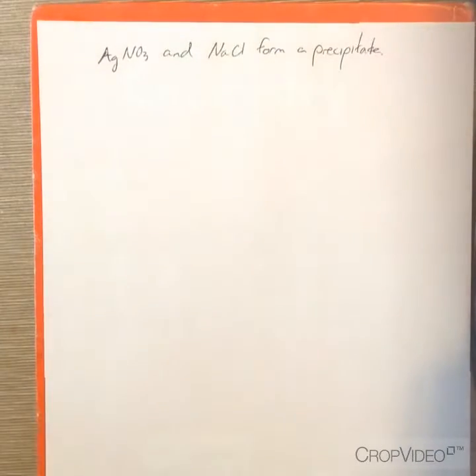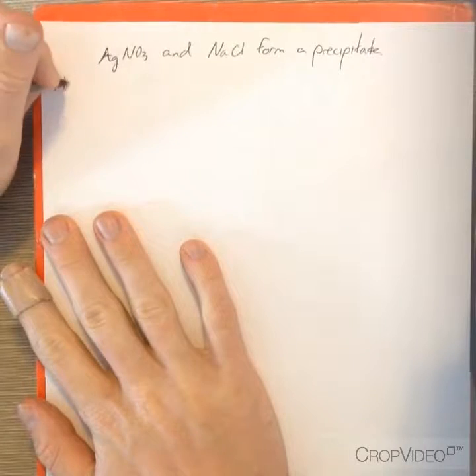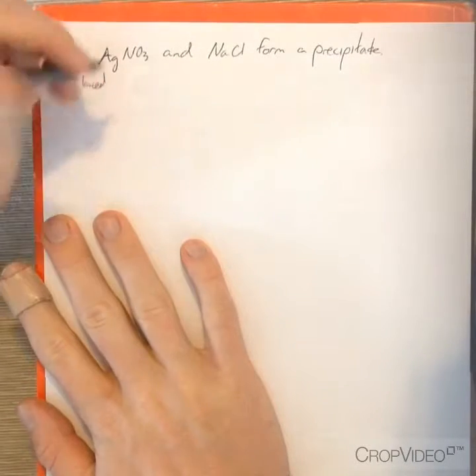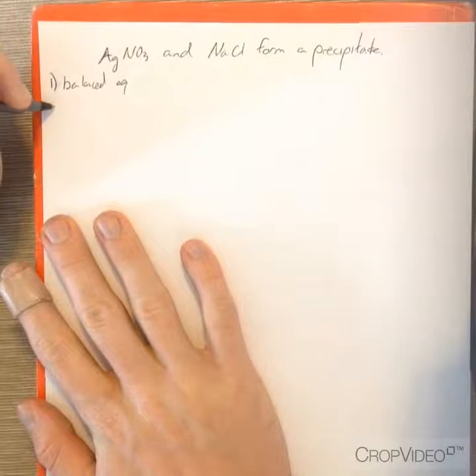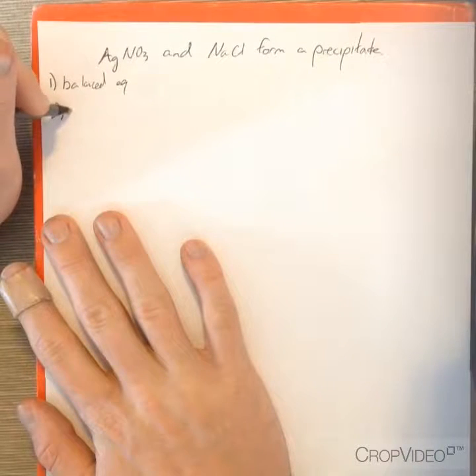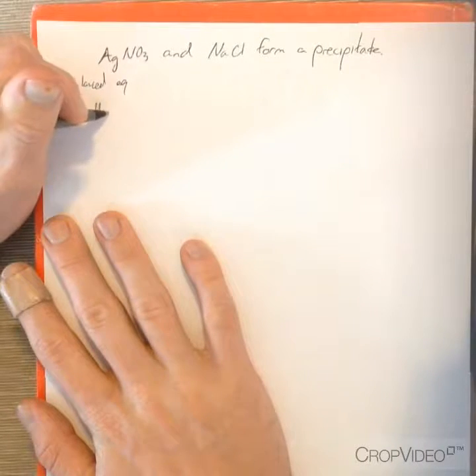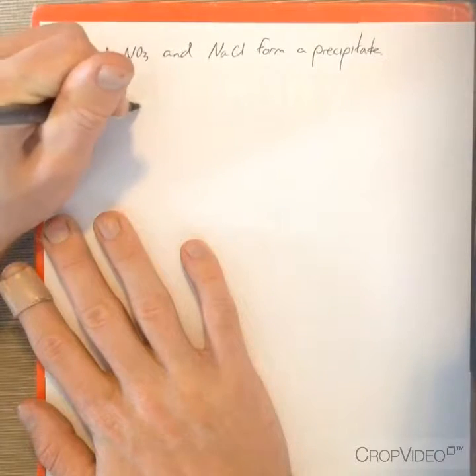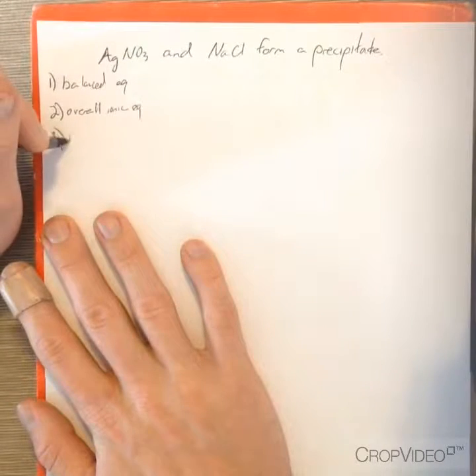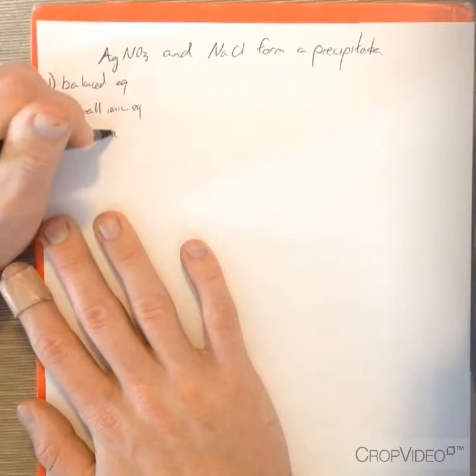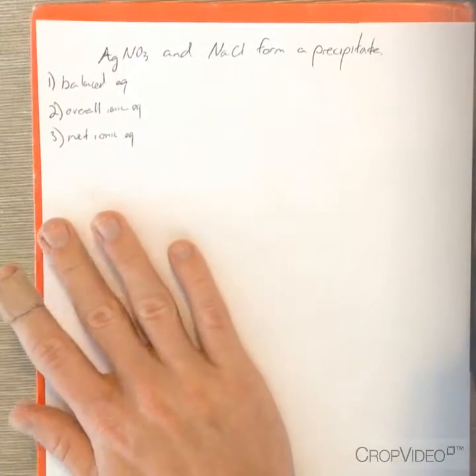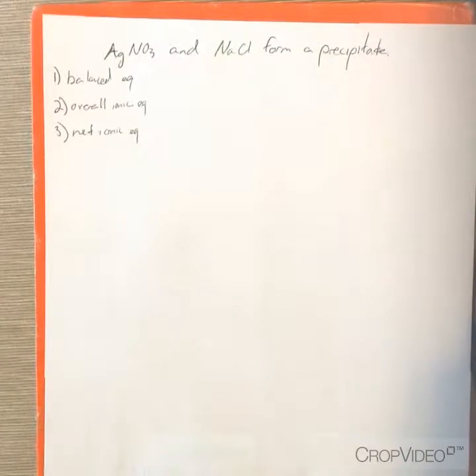We have silver nitrate and sodium chloride form a precipitate. So put those two solutions together, and I think on Friday we saw something form out of that. So you're responsible for 3 things: balanced equation, overall ionic, and the net ionic. So we got to do those 3 things. This is just one of them that you'd have to do.